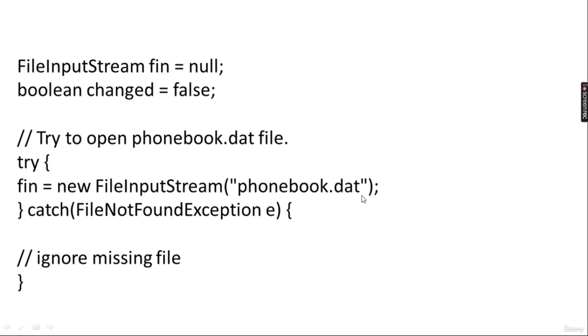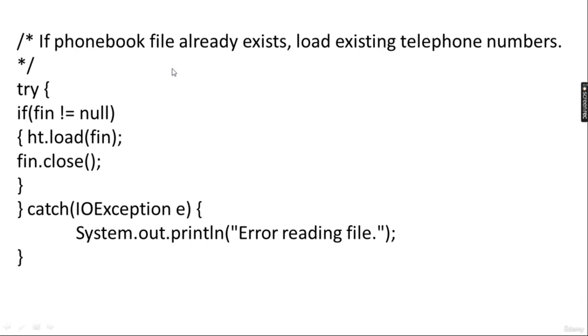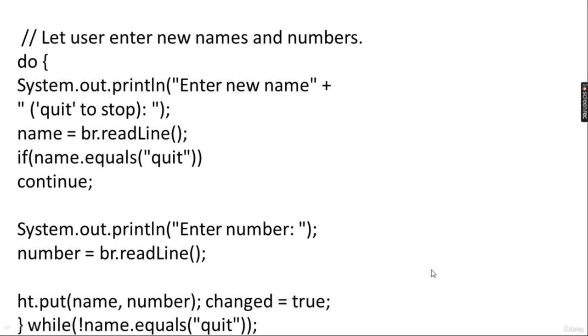Phonebook.dat is a file that has the key and value pair: the name of the person and the phone number of the person, and that object is opened as a FileInputStream. So this file will be read. We have already seen file handling. If the file exists, it will load the existing telephone numbers. If not null, ht.load(fis). Okay, and after that it will close. Error reading file if it is not present.